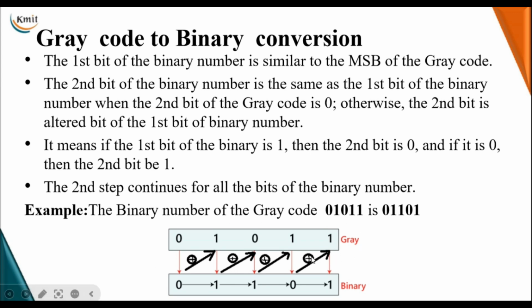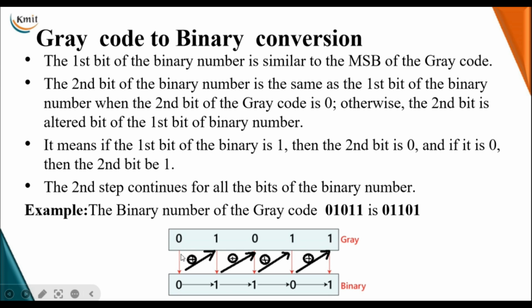However many gray code bits are there in your given gray number, that many bits are also available in your binary too. So now let me take an example of a gray code number, which is 01011. So this is your given gray code. Now we need to obtain from this gray code the equivalent binary.